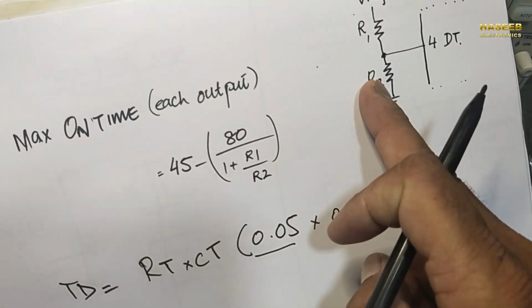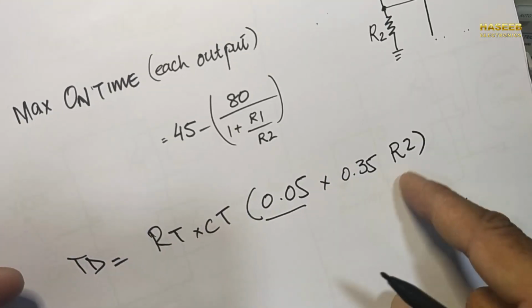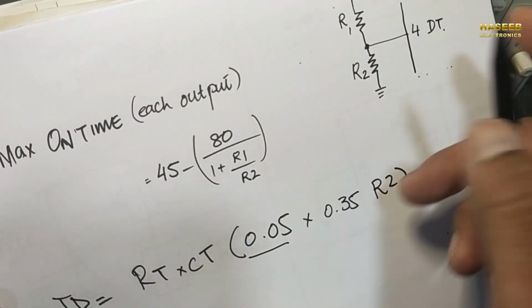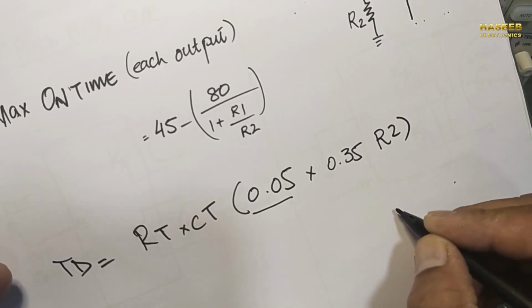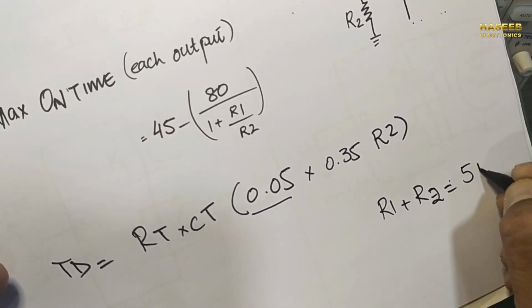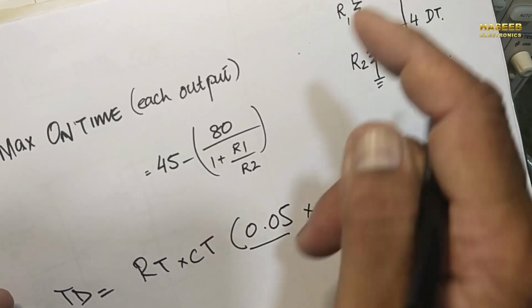Here we can select the R2 value. In this way we can also calculate the dead time, and in this way the R2 value and R1 value should not be more than 5 kilo ohm. R1 plus R2 is 5 kilo ohm. If we increase this, we have to decrease this one.